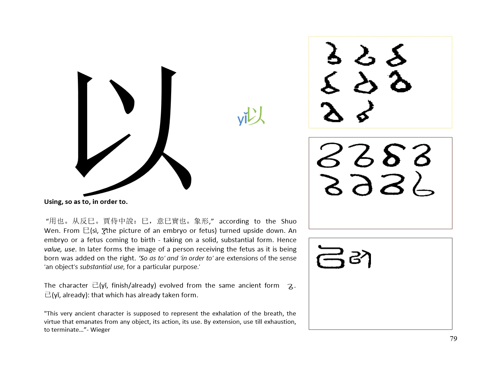The character Yi, "finished already," evolved from the same ancient form of the upside-down glyph of a fetus, Yi, already, which has already taken form. This is a different modern character from this one, both of which seem to have evolved from the sense of an upturned fetus.